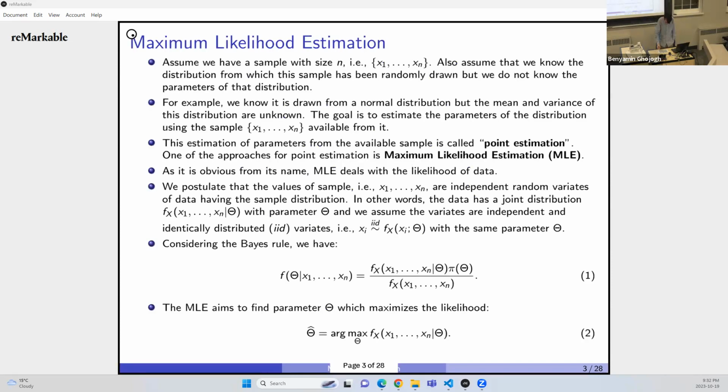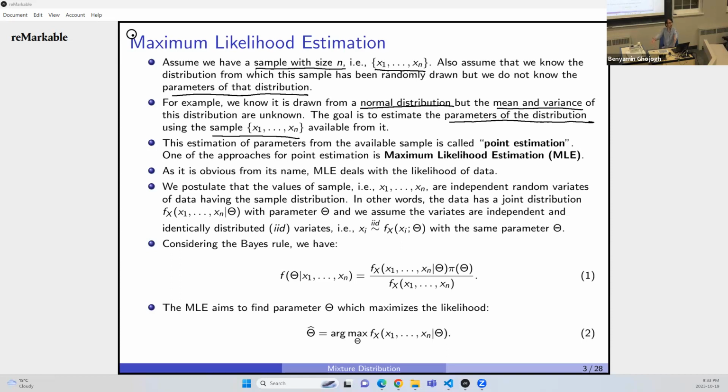So assume we have a sample with size n, so x1 to xn, okay? And also assume that we know the distribution from which this sample has been randomly drawn, but we do not know the parameters of this distribution. So for example, we know that they are sampled from Gaussian distribution, but we don't know the mean and covariance. Agreed? Okay. For example, as I said, from the normal distribution, but the mean and variance are unknown. The goal here is to estimate the parameters of the distribution using the sample.